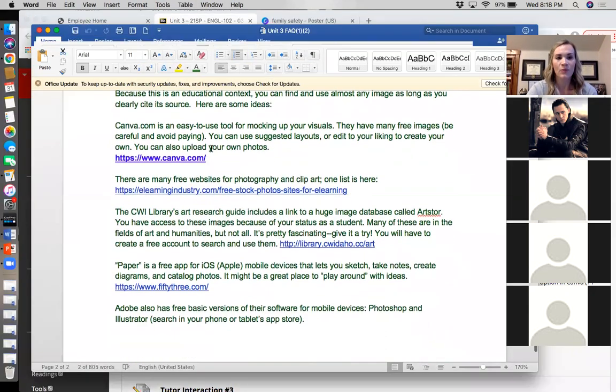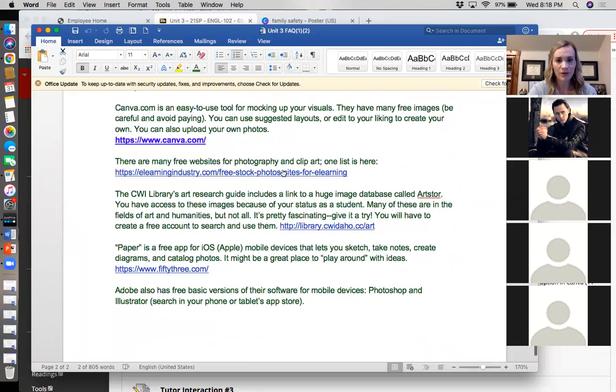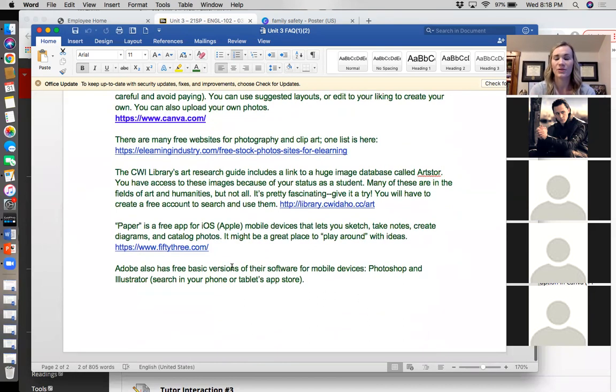And then again, where can I find images? Canva. And you can look on the library website, 53.com. There's a bunch of different places that you can find images. Any questions with images, citing images, anything like that? Or any other frequently asked question that you would like to ask so that I can answer?